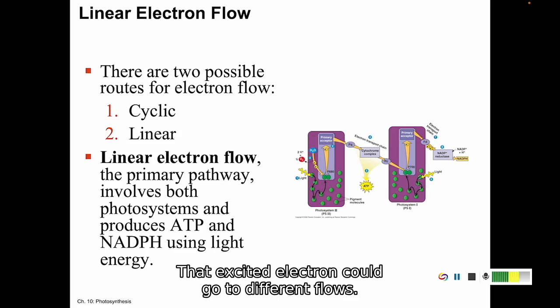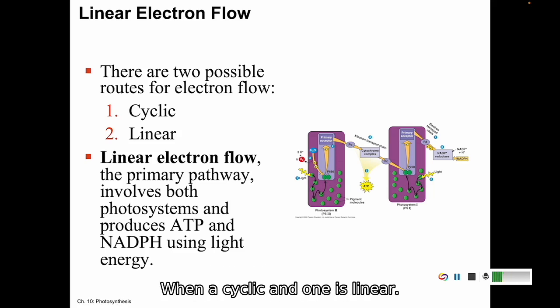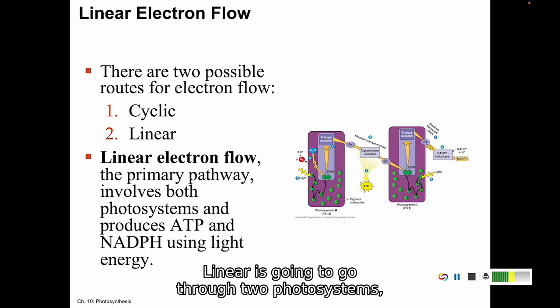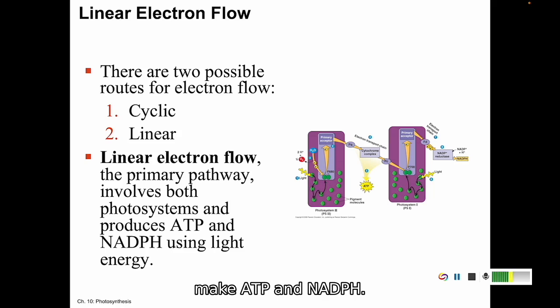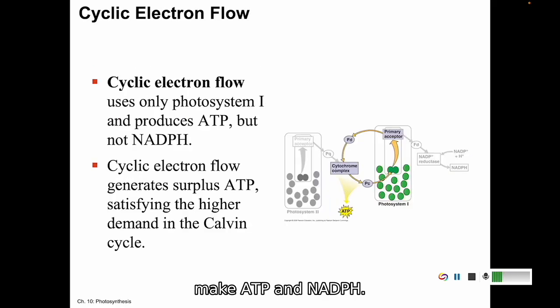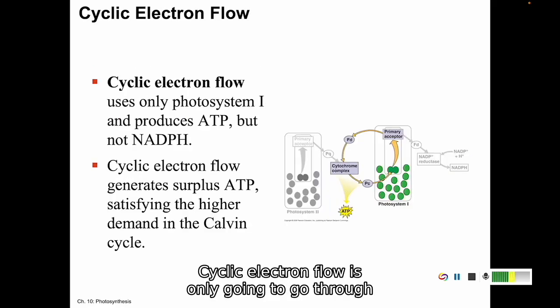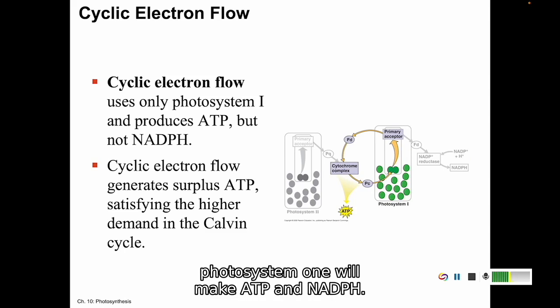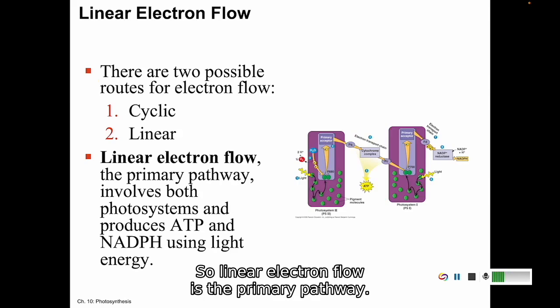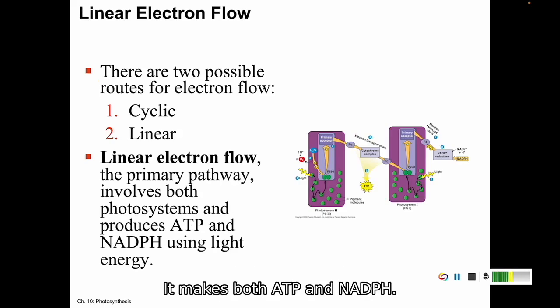That excited electron could go two different flows. One is cyclic and one is linear. Linear is going to go through two photosystems, make ATP and NADPH. Cyclic electron flow is only going to go through photosystem 1. It will make ATP and not NADPH. So linear electron flow is the primary pathway. It makes both ATP and NADPH.